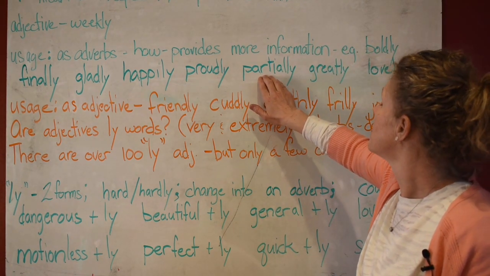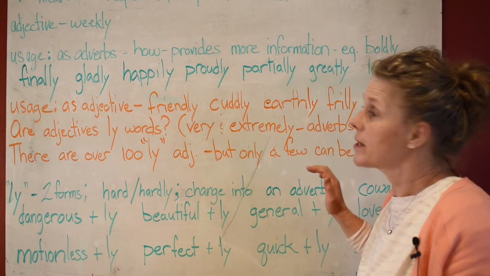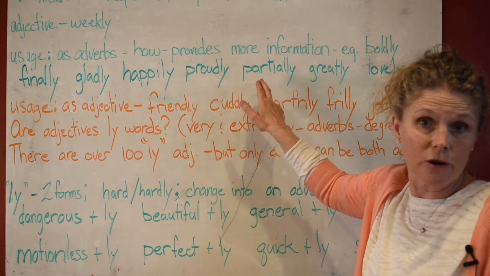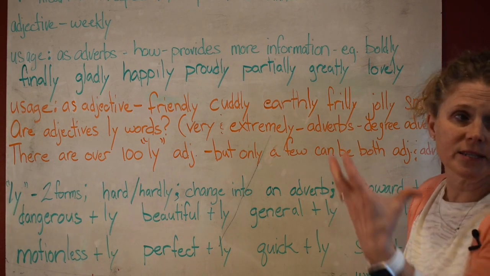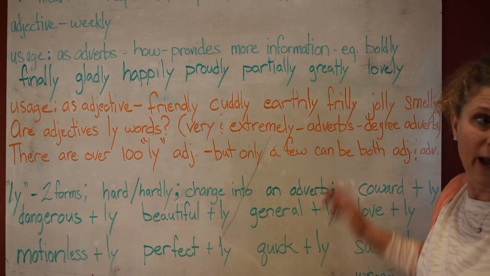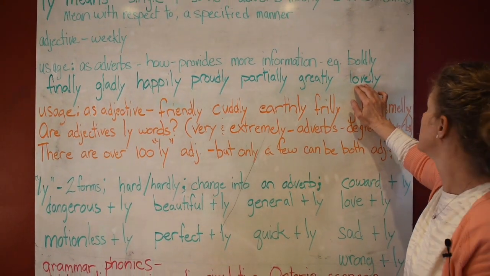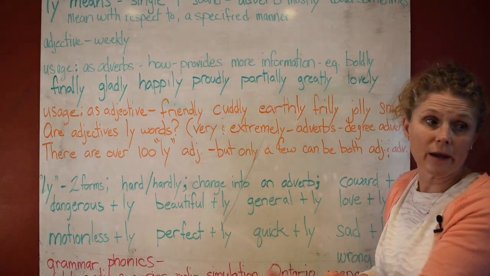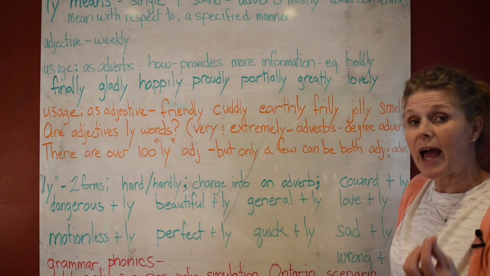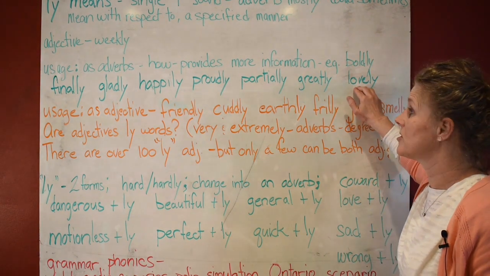Partially. Okay, partial, the partial cake. So it's acting as an adjective here, and then you add on your LY and you have your adverb. So great, the great man. It's an adjective. You add on your LY. How is the man acting? Greatly. Okay? Lovely. The lovely boy. The lovely girl. Okay? That is acting as what? That right there is an adjective.